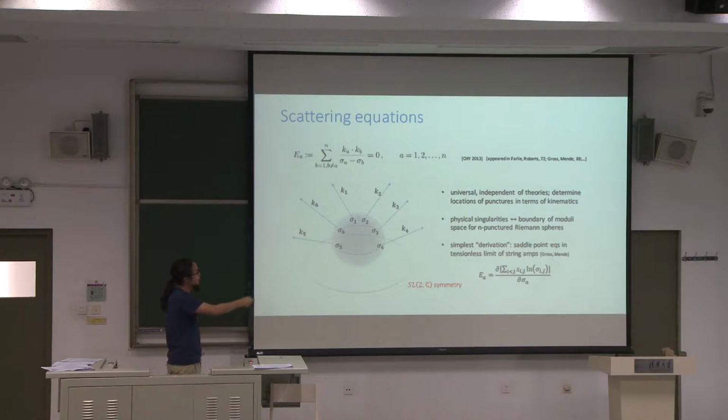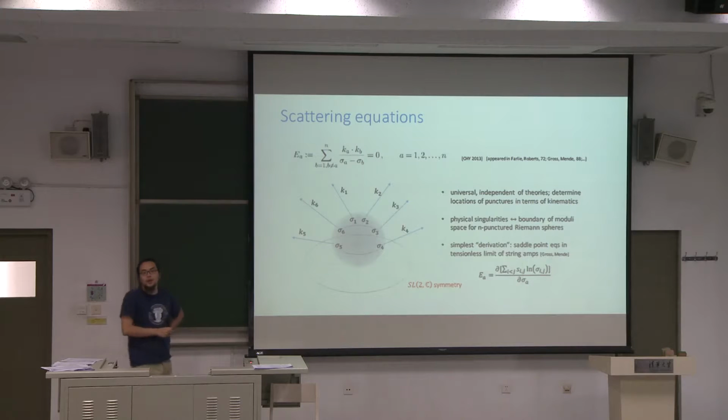Okay? So these are very universal and independent of theory. I didn't tell you what theory I'm considering. So this is the backbone of the whole formulation. And these equations already appeared in the 70s in the study of dual models in a different context, and also in the so-called Gross-Mende limit of high energy string scattering.